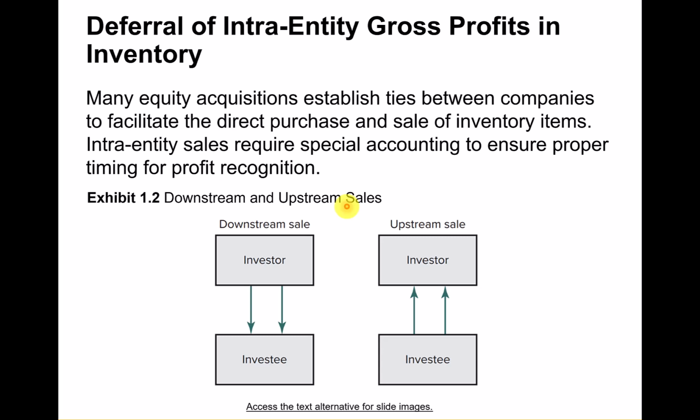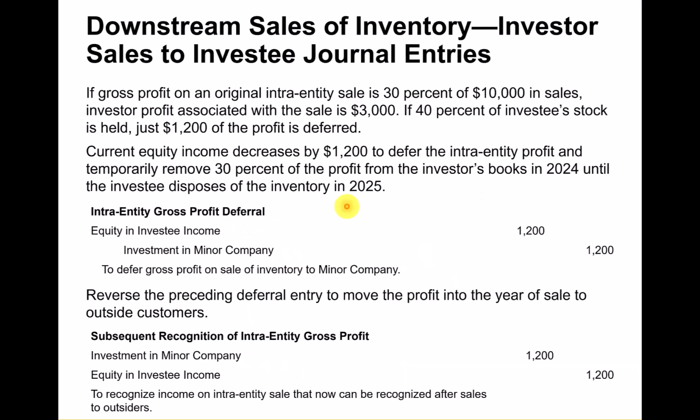So let's take a look at an example. We have a sale with 30% of sales as gross profit. This is a downstream sale, the investor selling to the investee. When we sell, they're going to make a profit of 30%. So here's the sales price: the cost of goods sold is 70%, $7,000, and the gross profit is 30%, $3,000 here. So when do we report all of this $3,000 profit?